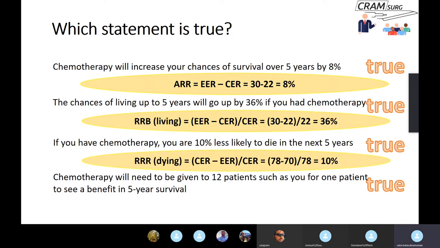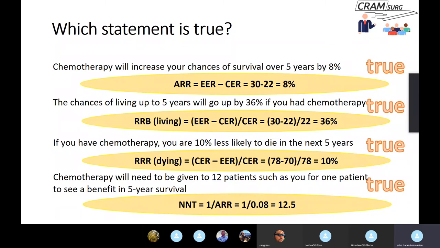Okay. The next statement is also true, because it is looking at relative risk the other way around. It's not looking at relative risk of living, it's looking at relative risk of dying, because we've said less likely to die. Essentially, you're looking at the risk of dying, which is 78 take away 70% in the two groups, divided by the control event rate, or the risk of dying in the non-chemotherapy group. So that is 78 minus 70, divided by 78, which is roughly 10%. Okay, so the last one is what we call NNT, or number needed to treat.